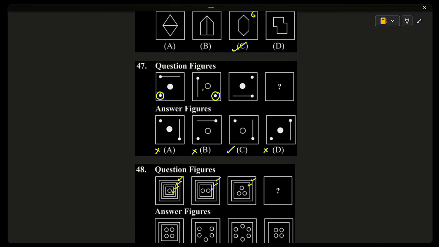Sir, your voice is stuck. Which corner is this? Sir, your voice is stuck. Sharath, am I audible? Sharath?